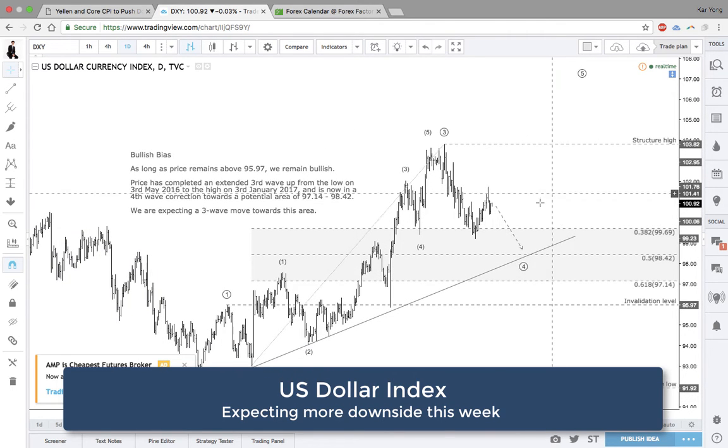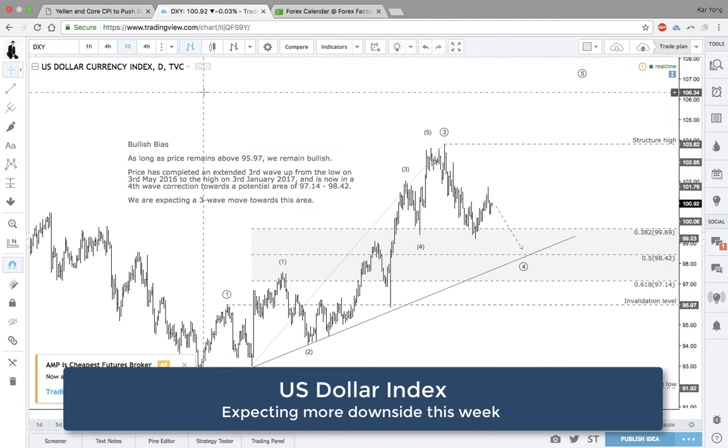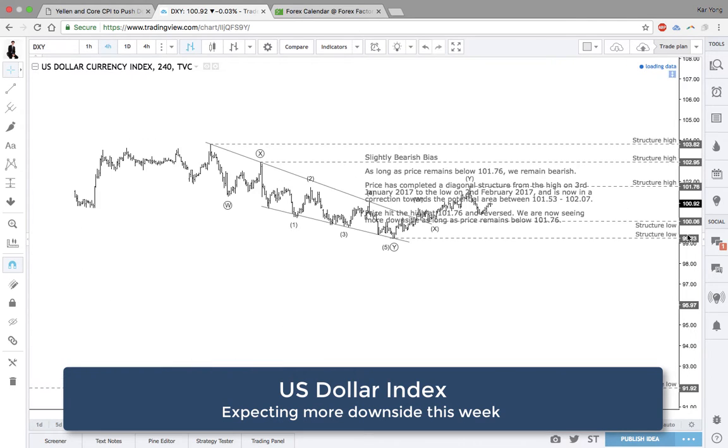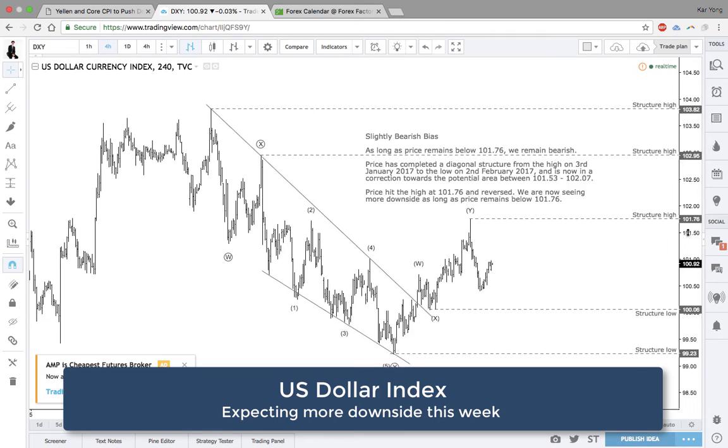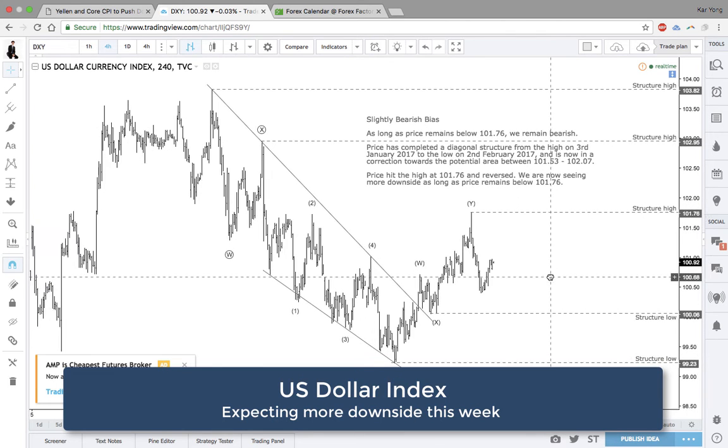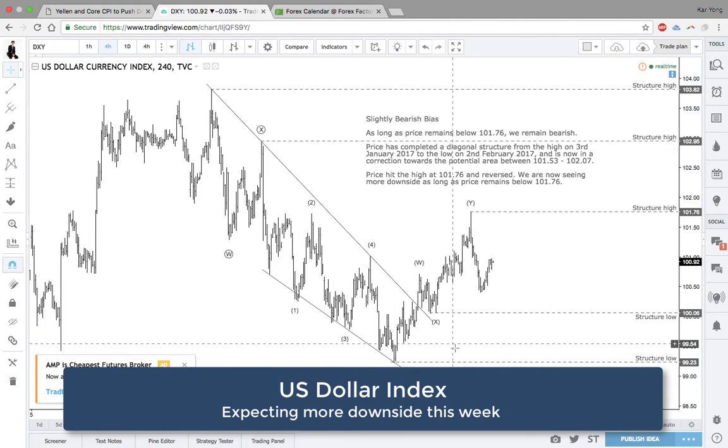What I'm expecting is one more move towards the upside after price has tagged this area. But that's on a longer time frame, from a daily perspective. On a shorter time frame, H4-wise, we are still expecting one more move towards the downside. This is the move that we've seen from the start of this year towards somewhere in early Feb.